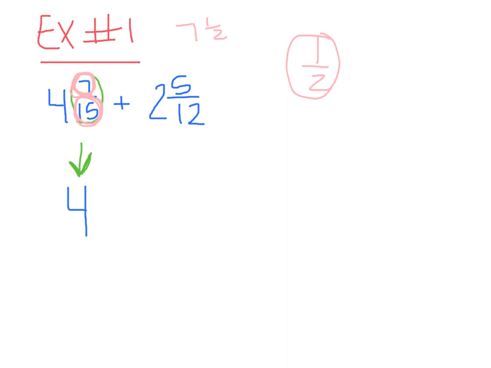And then we move on to our next one, 2 5/12. Look at our denominator. Our denominator's 12. I know that half of 12 is 6, because 6 plus 6 equals 12. But my numerator is 5, which is a little bit less than 6, so it's not quite half. So the 2 is also going to stay the same. And we just bring down our operation and we solve. 4 plus 2 is 6.